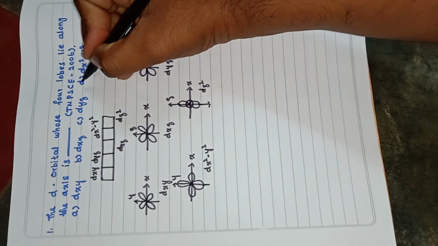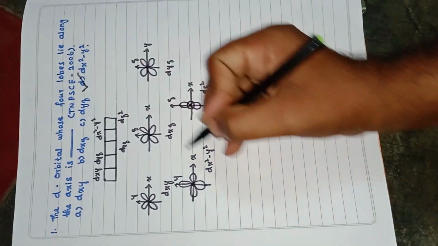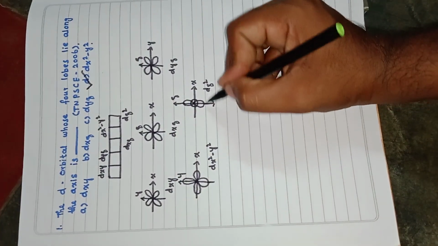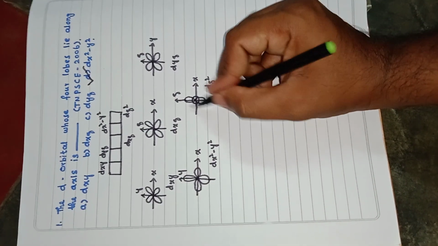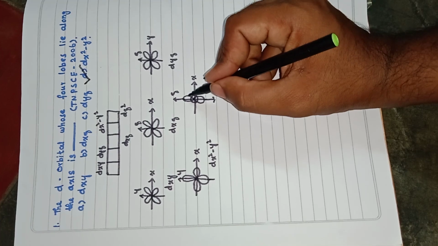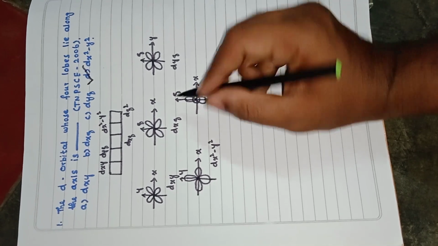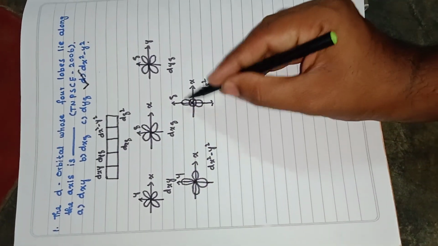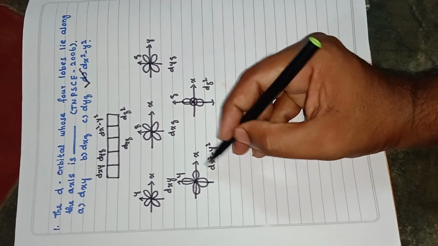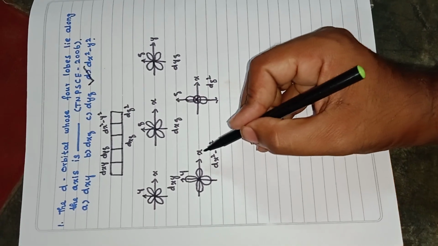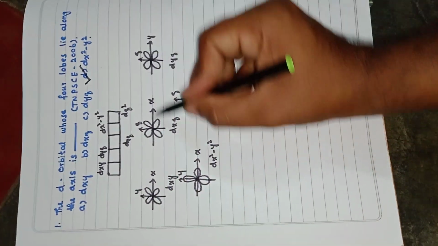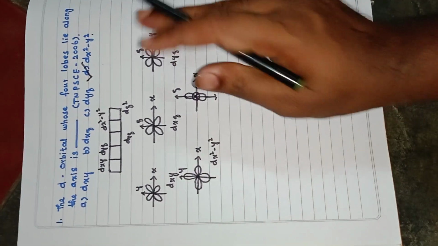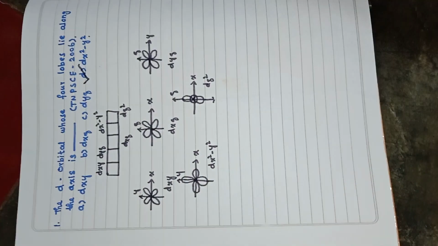So the exact answer is dx square minus y square. All these five are clover leaf shapes. The dz square orbital has 2 lobes lying along the axis with the donut, but we need 4 lobes, so we can omit this option. For the remaining 4, the 4 lobes along the axis means these 3 lie between the axes, on the basis of the x, y and z axes. So the exact answer is dx square minus y square.